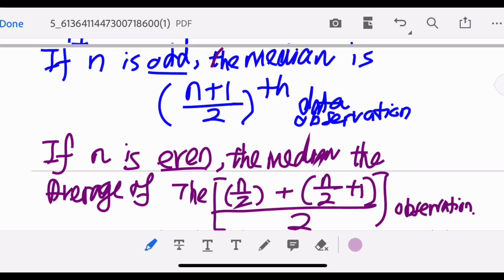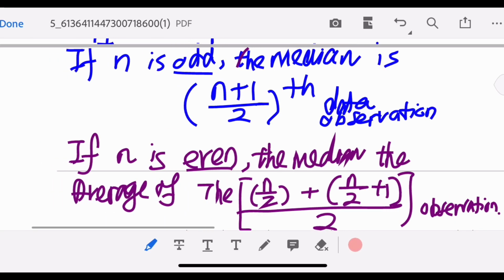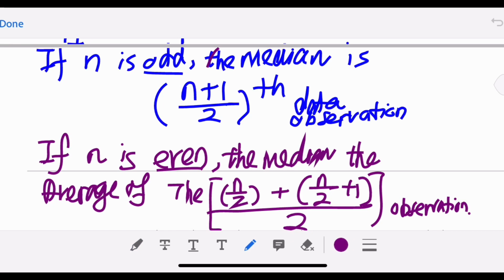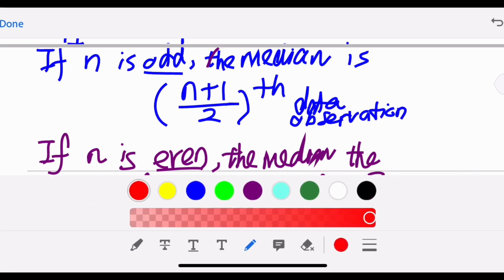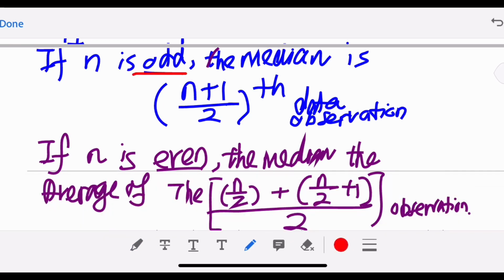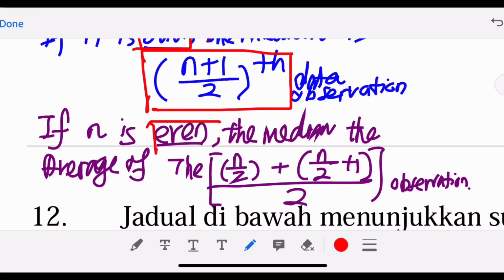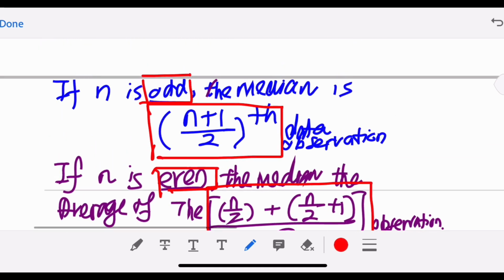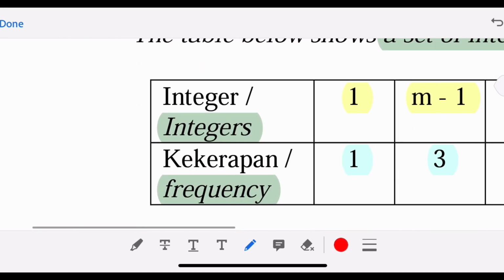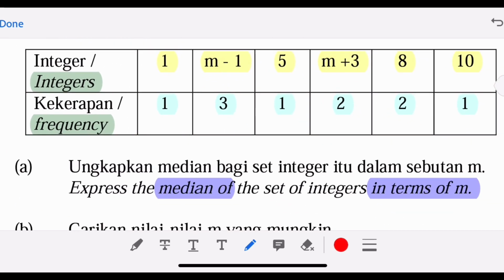I hope you can pick up this concept. It's very useful. Make sure you are clear about it. After you understand, you must memorize it. So again, I highlight: when the number of data is odd, the way to find the median is n plus 1 divided by 2, and if it's even, you have to find the average of n over 2 and n over 2 plus 1.